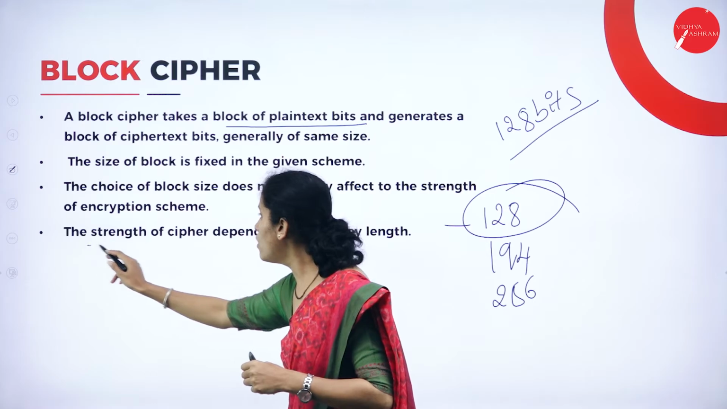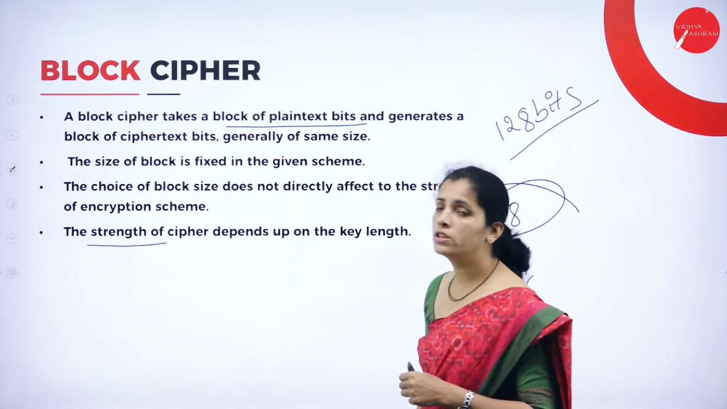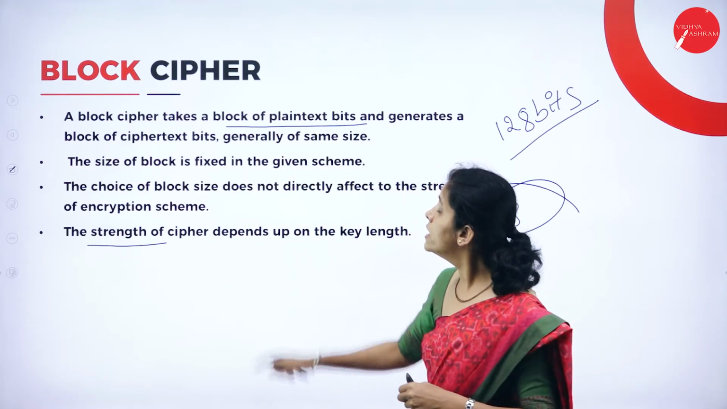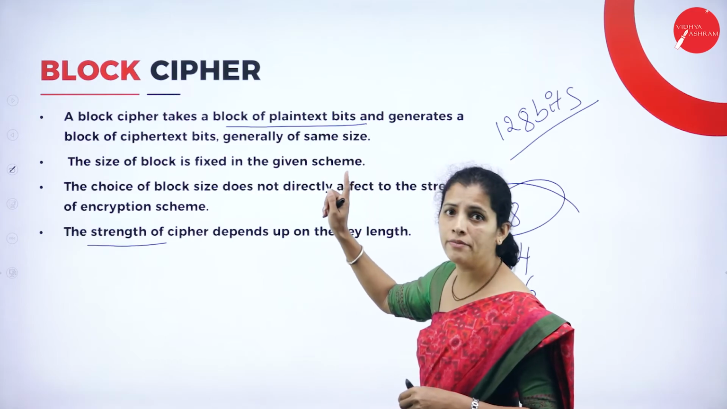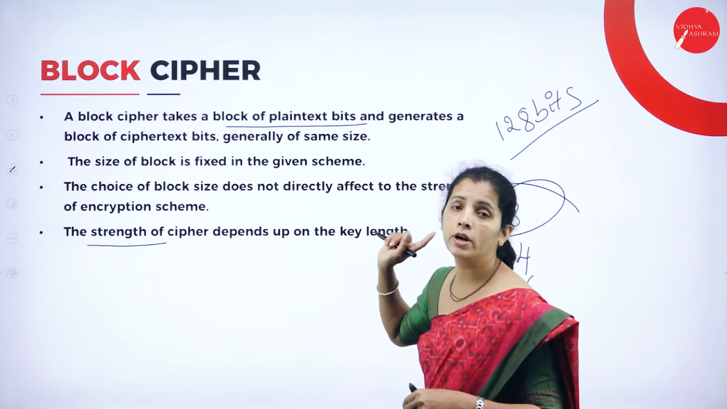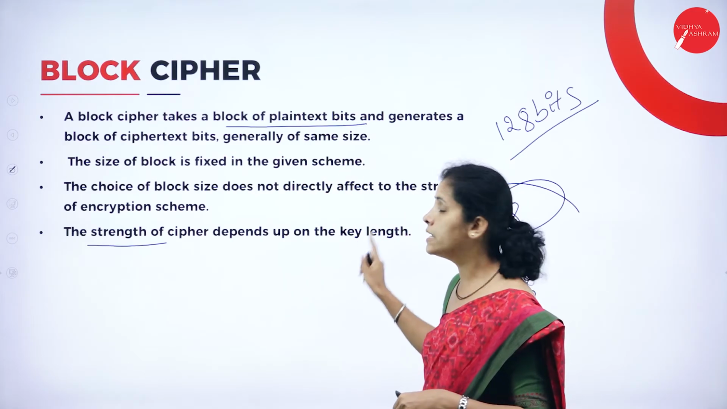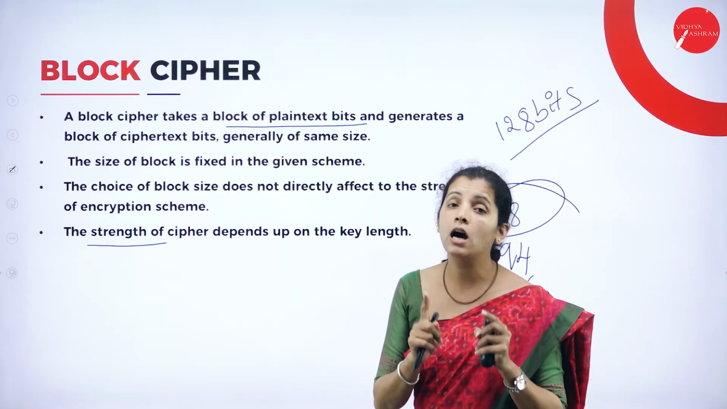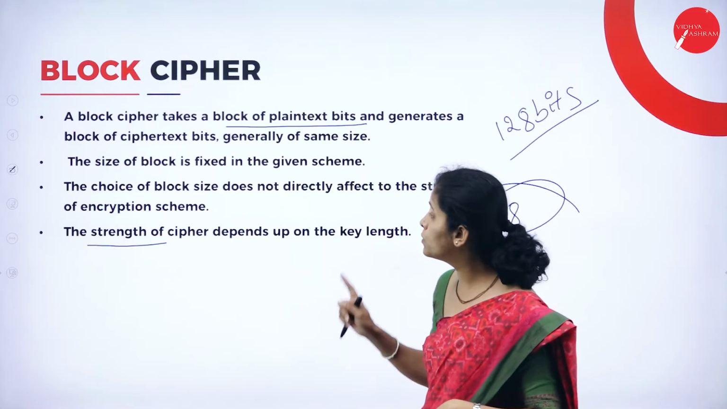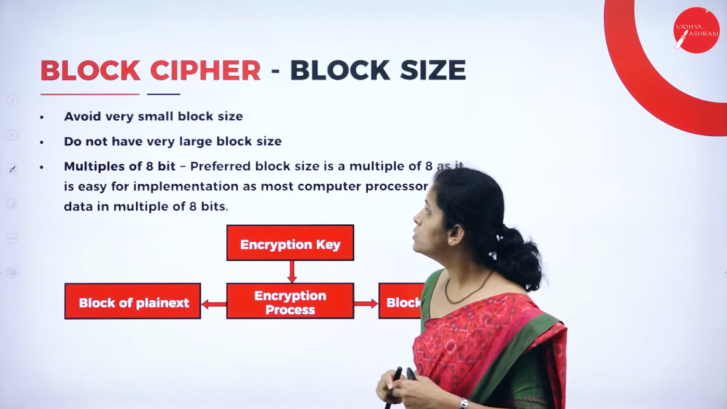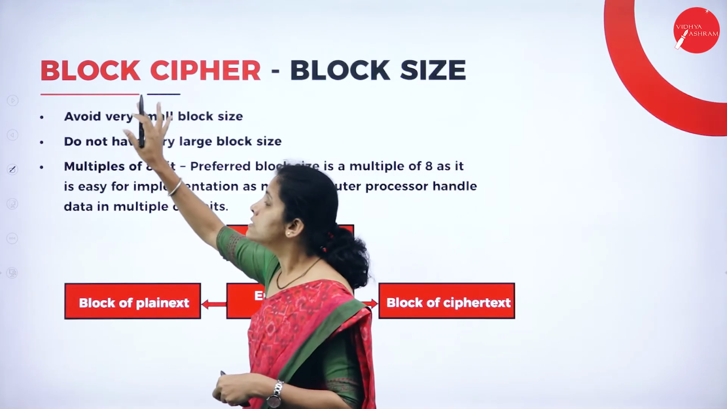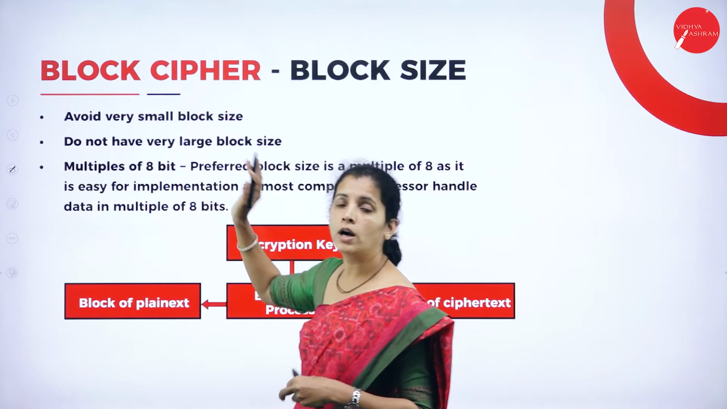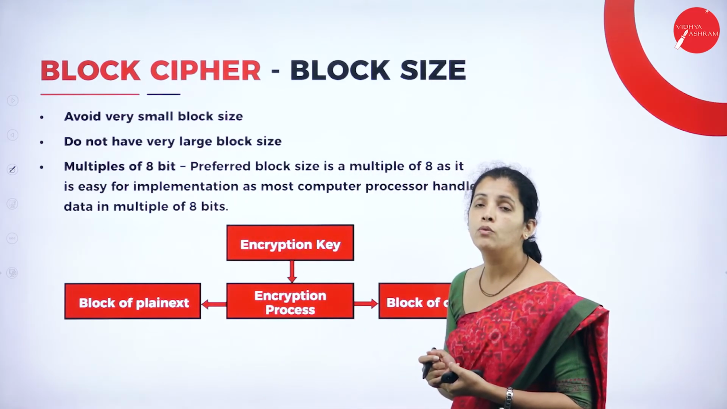So the strength of a cipher depends on the key length. If I consider a block cipher, the very important thing here is key length. I want to select a large key length in order to provide security. So while selecting key length, what are the things we need to follow?